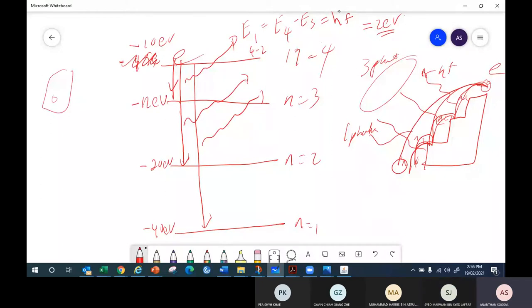What is the frequency of this photon? We can calculate: 2 eV equals hf. Of course, 2 eV changes to joules by multiplying by 1.6 times 10 to the power negative 19. Then you can find the frequency. So if the energy difference is big, the frequency of the photon is going to be big.